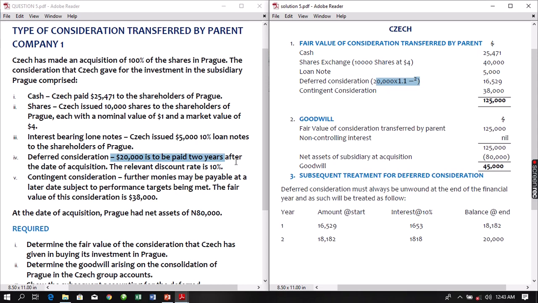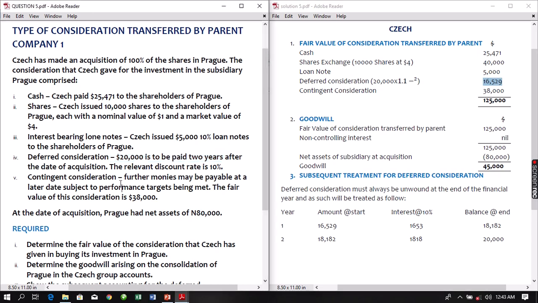The rule says that 20,000 multiplied by 1 plus r, which is 10%. 1 plus 10% will give us 1.1 raised to power number of years, which is -2, is going to give us a total of 16,529. We are done with the fourth one.